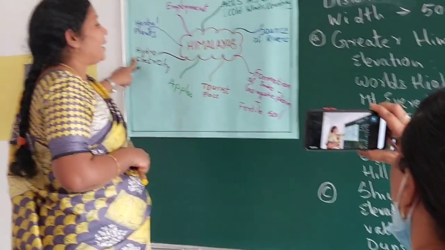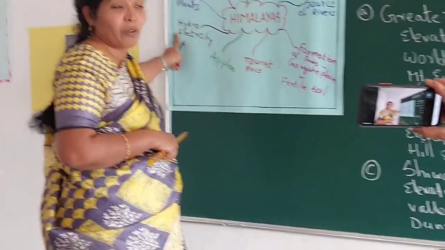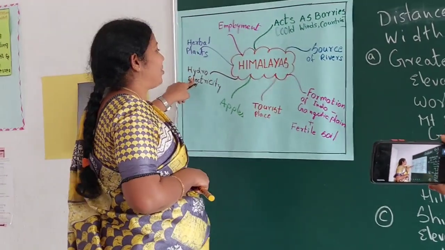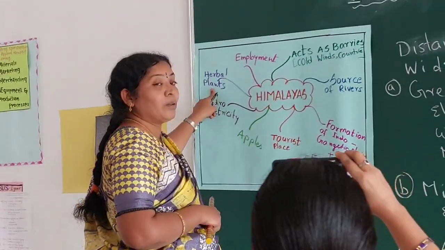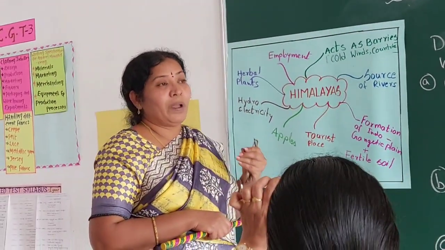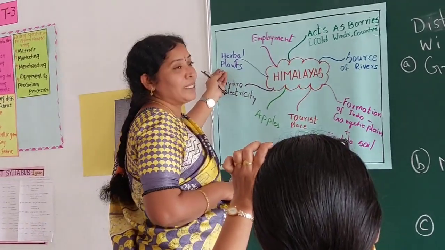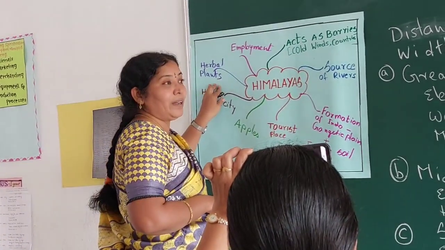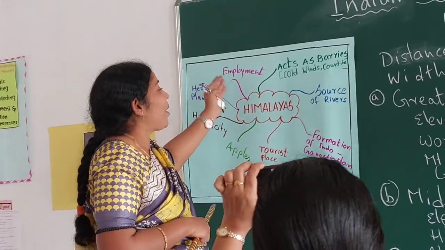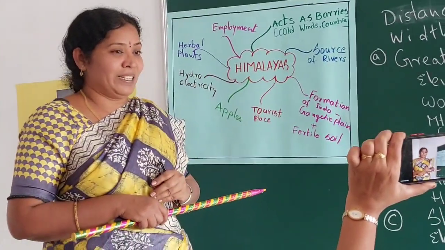We even produce hydroelectricity from the rivers which come from the Himalayas. Due to the speed and continuous flow of the water, hydroelectricity is generated. And you all know that India is an Ayurveda nation, and Ayurveda gets many medicinal plants from the Himalayan mountains. Many herbal plants we find. So overall, Sir said that we get employment opportunities from the Himalayan mountains.